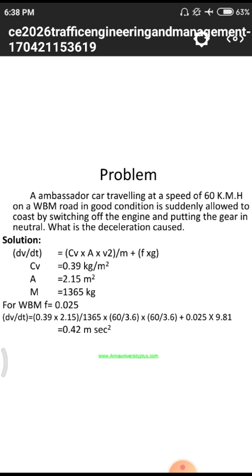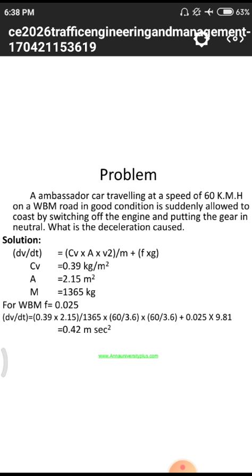dv by dt is normally equal to Cv into A into v square by m plus f into g. Here f means frictional force, and g is the acceleration due to gravity. Cv we have as 0.39 kg per meter square, and A equal to 2.15 meter square. M is the mass of the particular car, 1365 kgs. For WBM roads, what is the friction? It is 0.025.